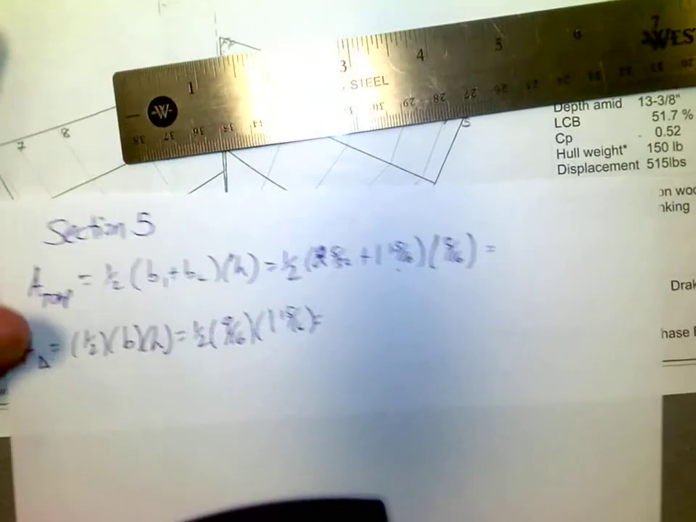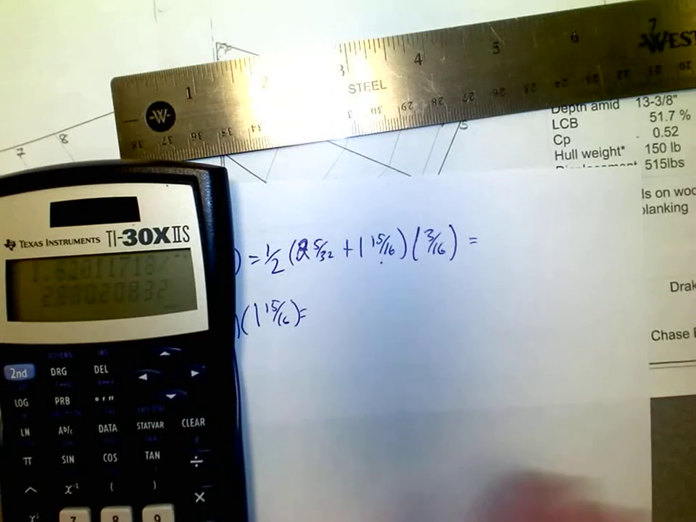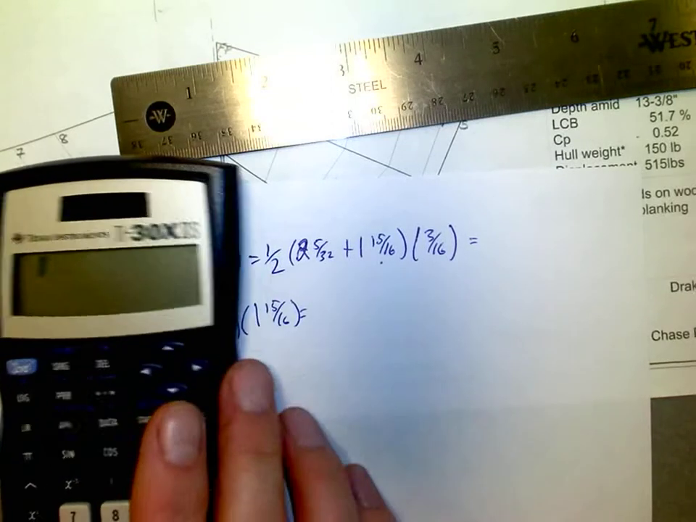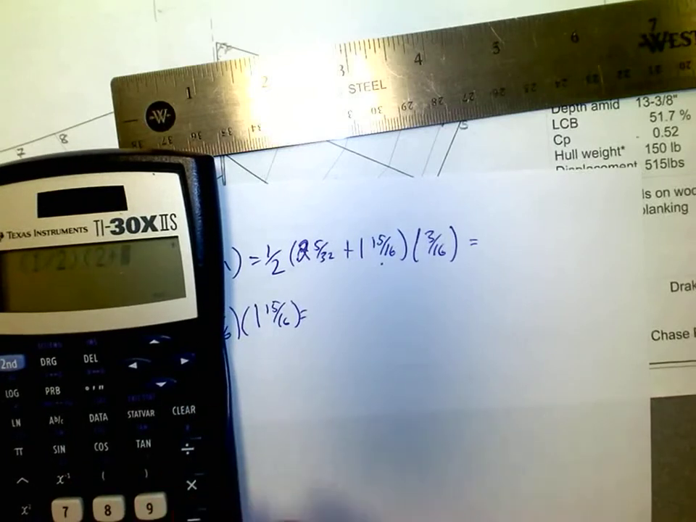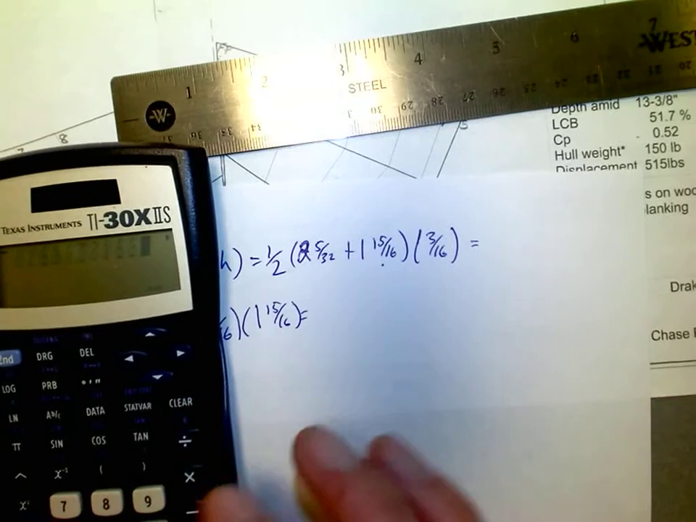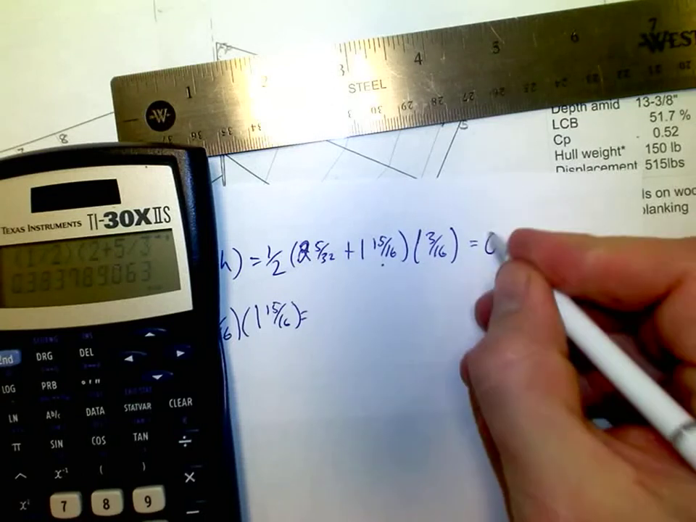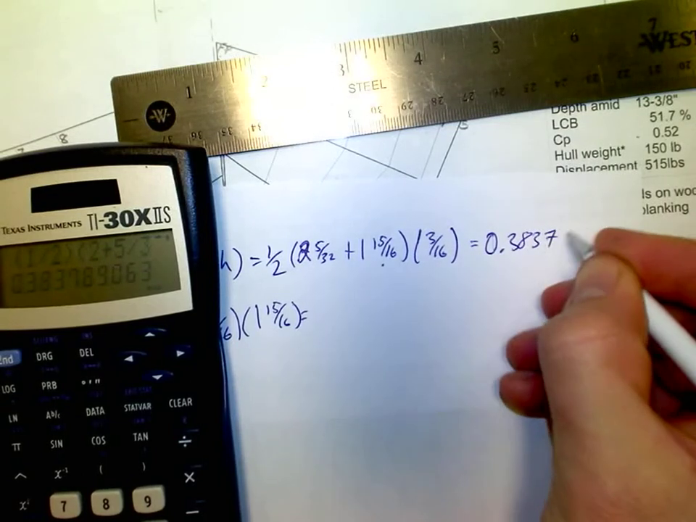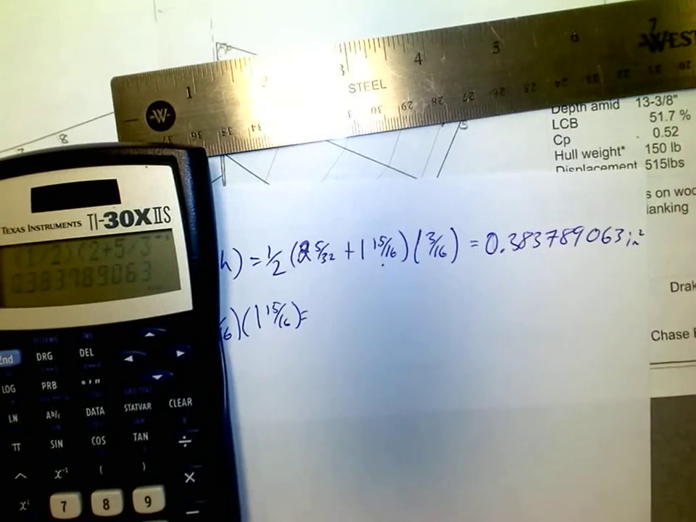Alright, so let's get some decimal approximations for these two areas. So I've got 1/2 times 2 and 5/32 plus 1 and 15/16 times 3/16. I get 0.383789063 inches squared.